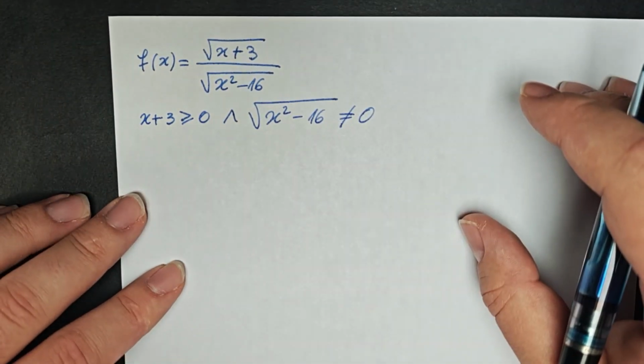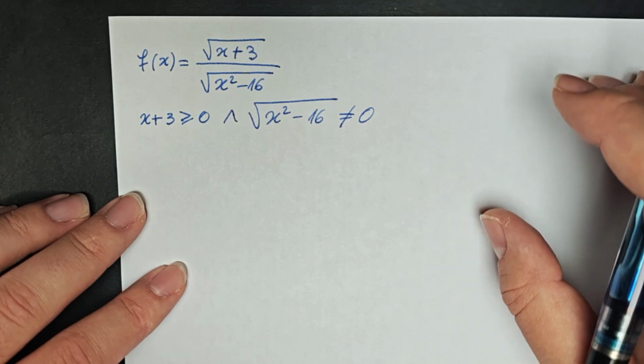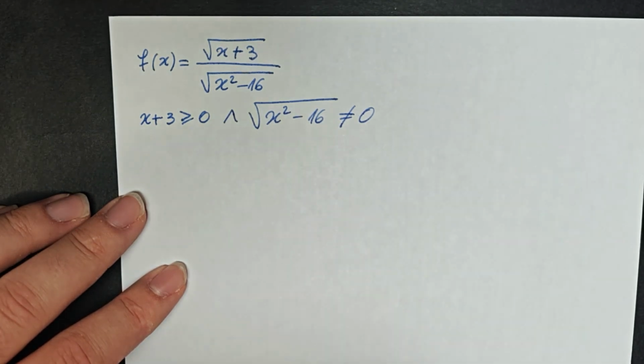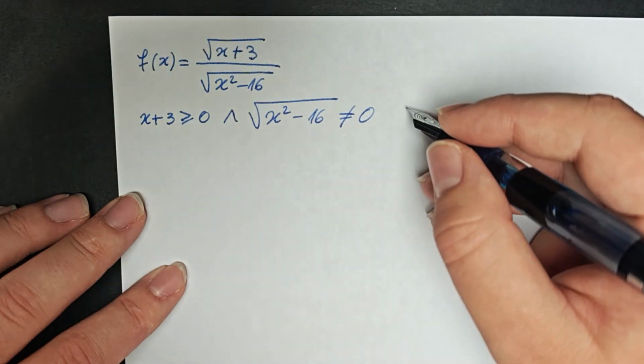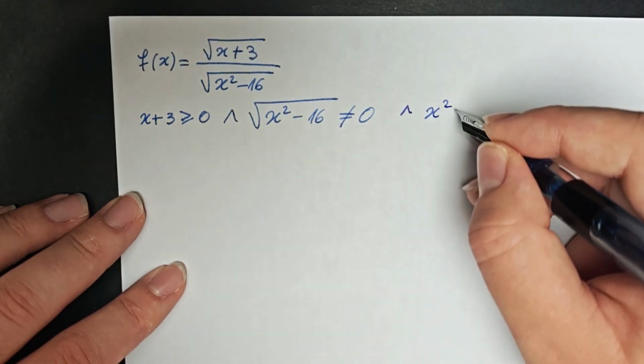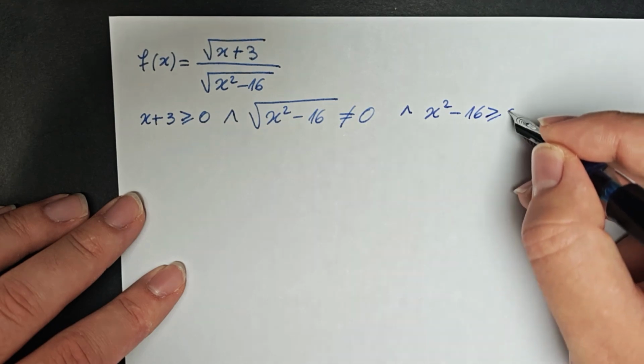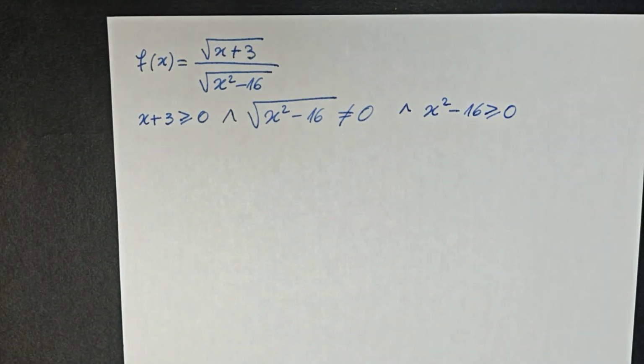If we take a look one more time at our function f, we can observe that in the denominator of a fraction figures a square root function. In order for a square root function to be well defined, the argument of that square root function has to be larger or equal than 0. So x squared minus 16 is larger or equal to 0.